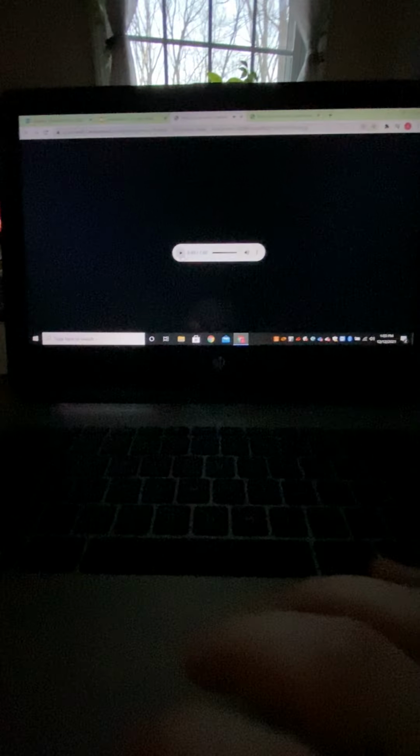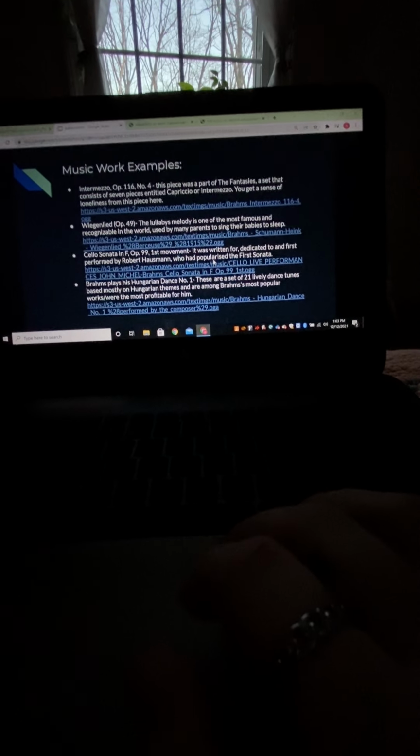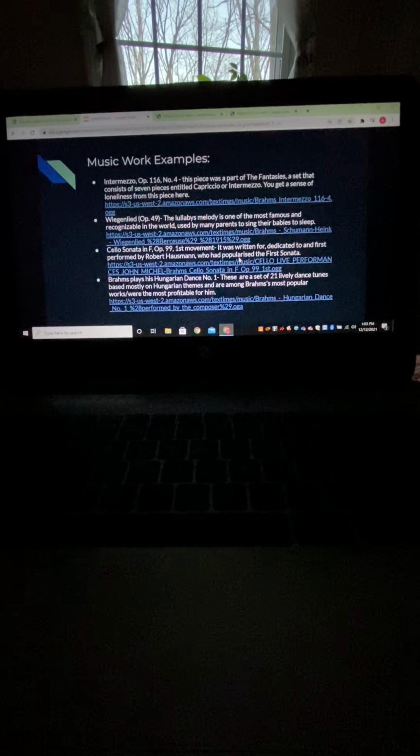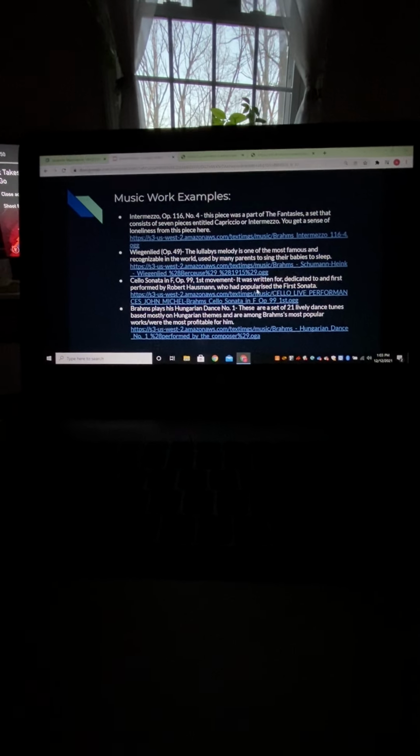So that is the classic lullaby. The third piece I chose was Cello Sonata. It was written for, dedicated to, and first performed by Robert Hausmann, who had popularized the first sonata.